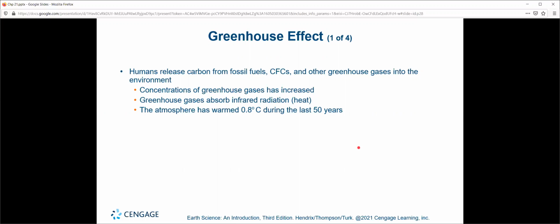Humans release carbon from fossil fuels, and CFCs, which are greenhouse gases, into the environment. These concentrations of greenhouse gases increase, and it's called the greenhouse effect because the atmosphere acts like a greenhouse. Energy comes in from the sun, tries to leave, but the greenhouse keeps some of the energy back in. As the greenhouse gases increase in amount, that increases the potency of the greenhouse effect, keeping more of our native energy from leaving the planet and sending it back on Earth, warming the Earth even more. The atmosphere has warmed almost a degree Celsius over the last 50 years.